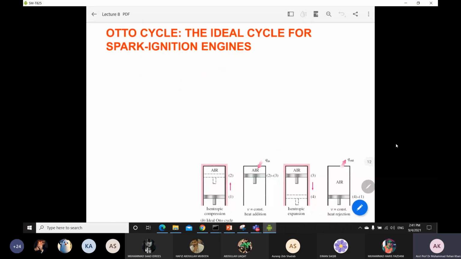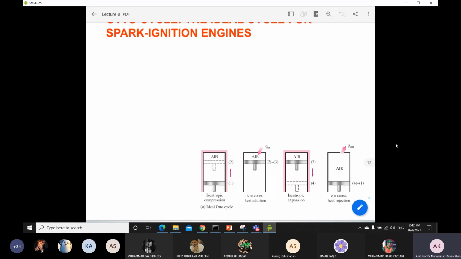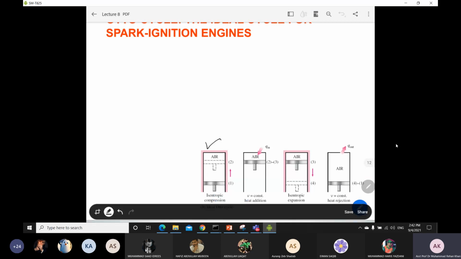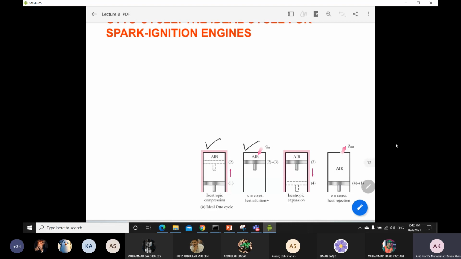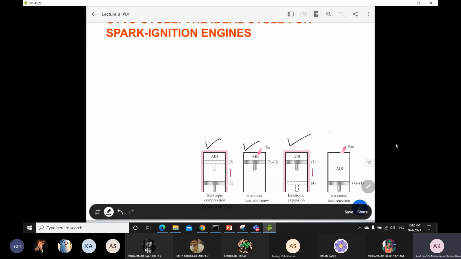Okay, so here it will be mentioned. For the ideal cycle, I already drew the TS diagram and PV diagram. You can draw it by yourself and compare. The first process is your compression process. Then there will be a constant volume heat addition process. There will be an isentropic expansion process, and then a heat rejection process in your ideal spark ignition engine, or ideal Otto cycle.